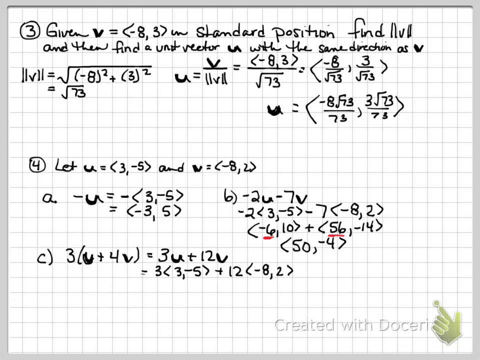Alright, so here's what I'd like you to do: pause your video and finish this one off. Do your distributive property and combine like terms and see what you end up with. And you should have ended up with <-87, 9>. So it's going 87 units to the left and up 9. Alright, so that's example 4. Let's move on to example 5.